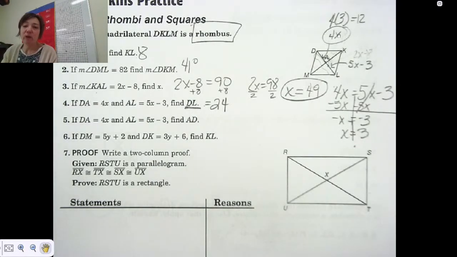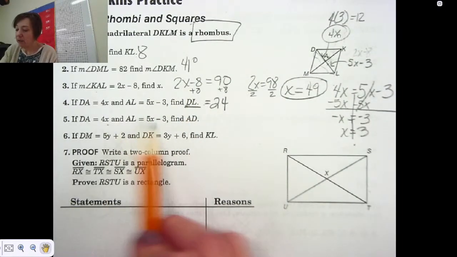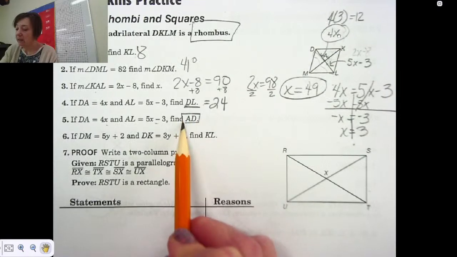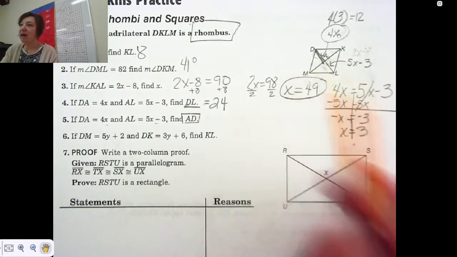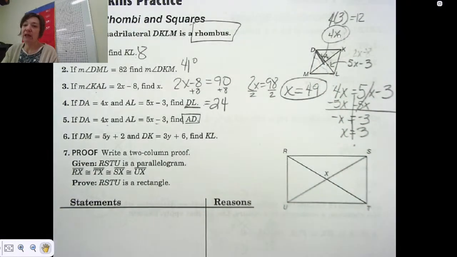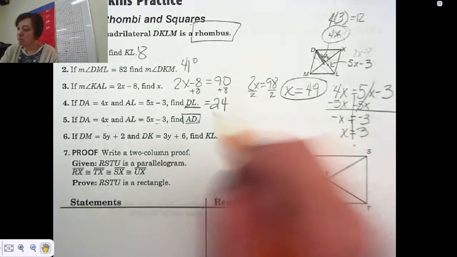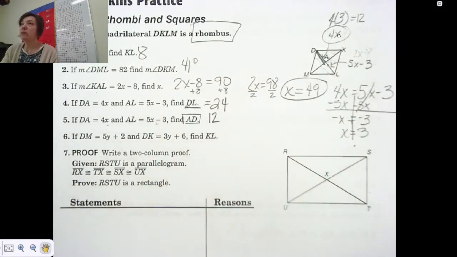And y'all, we don't even have to do any work on number 5 because we just did all the work for number 5. It's the exact same information, but they're asking for AD. Now, AD is this piece right here. We already calculated that. What did we figure out AD was? It was 12, wasn't it?